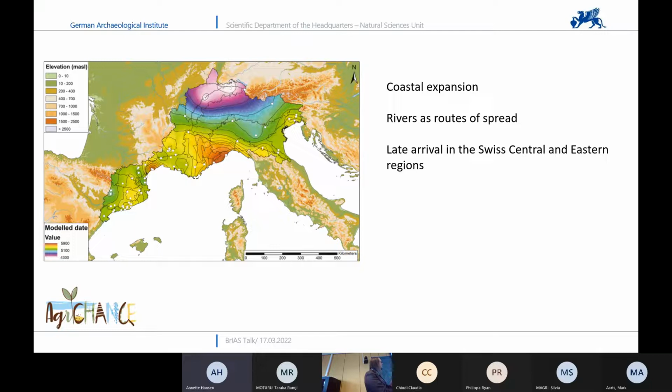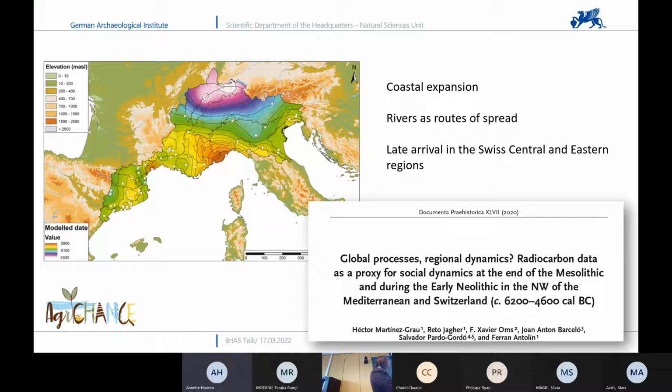And we have very fast spread, for instance, in the Rhone River, and we have regions that really resist the onset of agriculture, like Eastern and Central Switzerland, where we have very late hunter-gatherer populations living there. So we have a progressive process of spread of farming that then establishes itself through prehistory. You will see, in case someone is interested, some of the publications we've been doing over the past years.